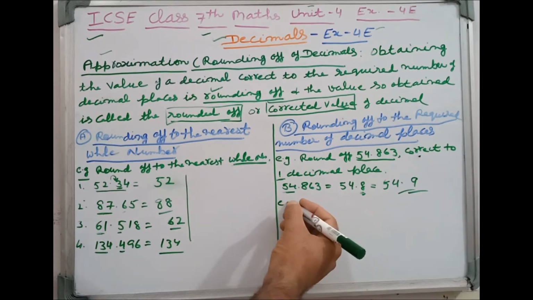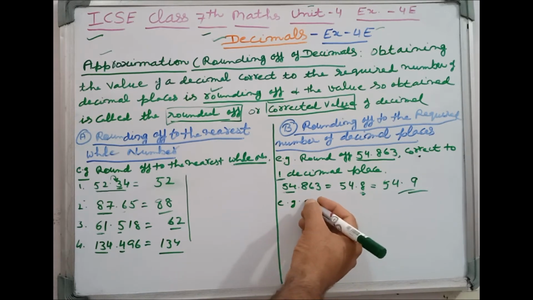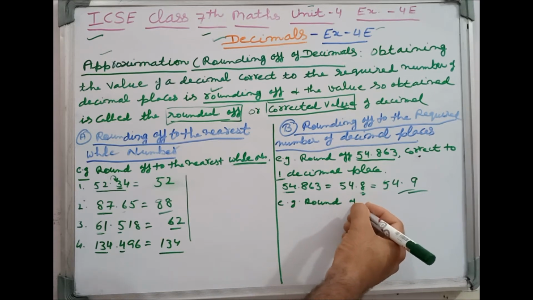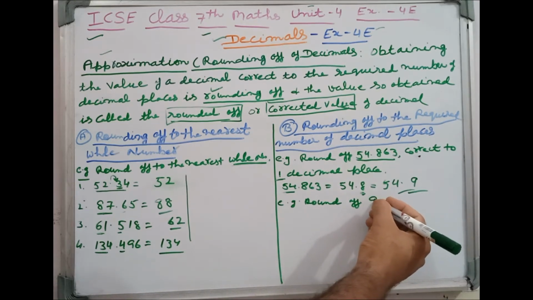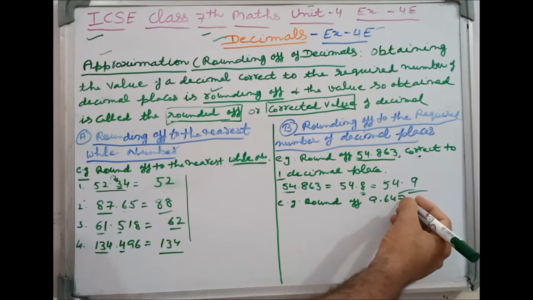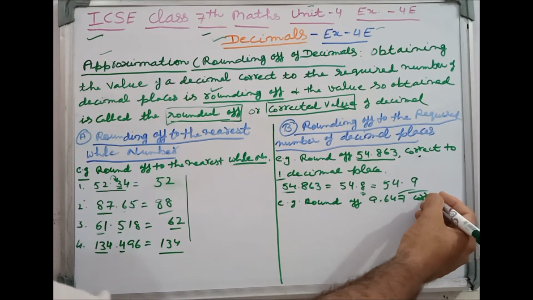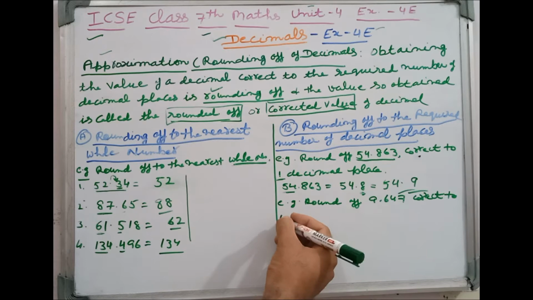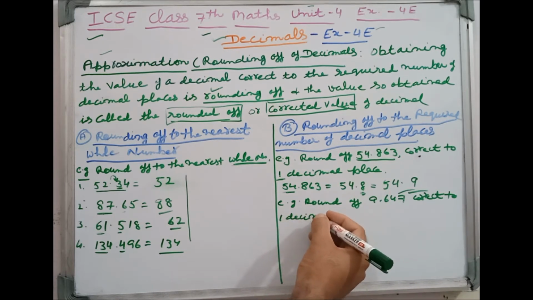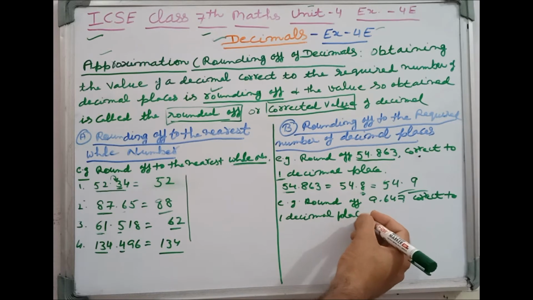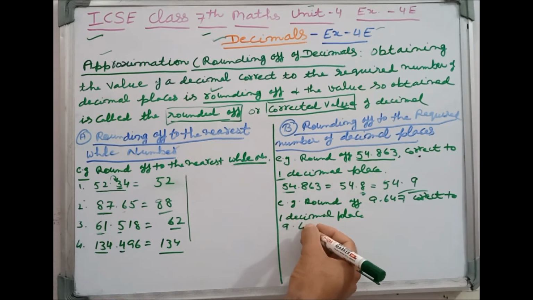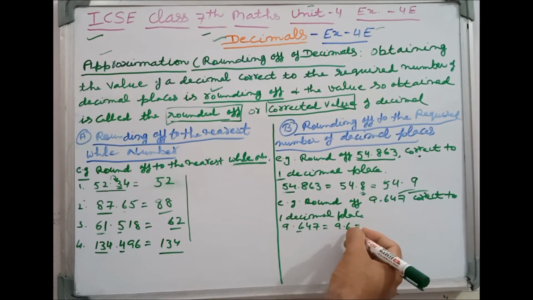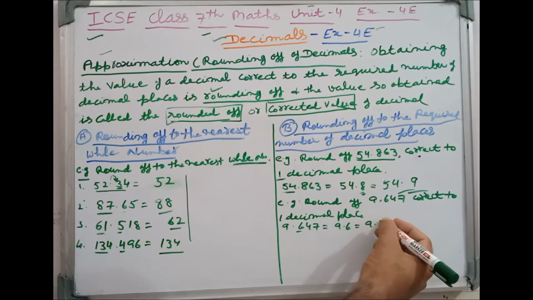So another example, we will say round off 9.647 correct to one decimal place. So the number is 9.647, only one decimal place, we will take this 9.6. So the next digit 4... 6 is more than 5, we will add 1 in it, 9.7.